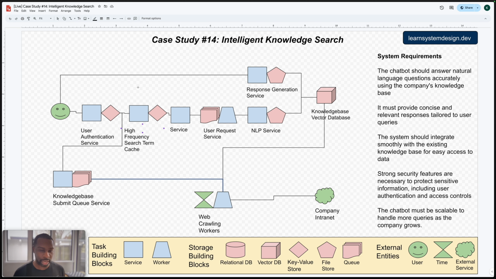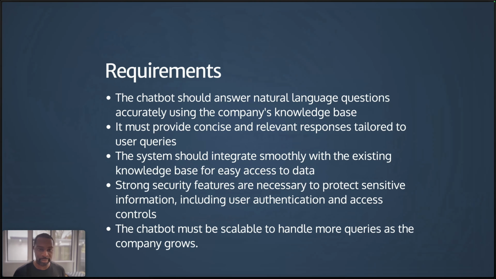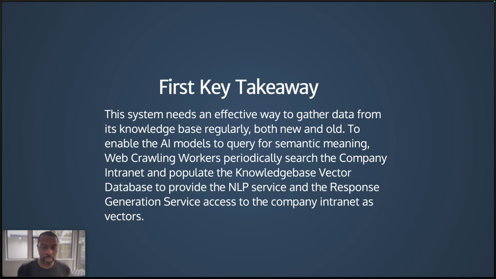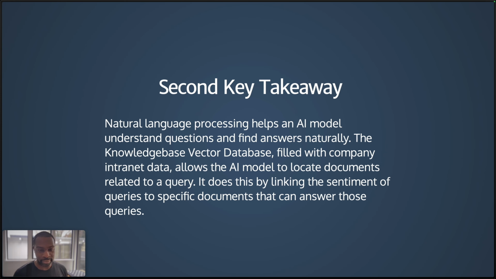Let's go to our key takeaways. First key takeaway: the system needs an effective way to gather data from its knowledge base regularly, both new and old. To enable the AI models to query for semantic meaning, web crawling workers periodically search the company intranet and populate the knowledge-based vector database to provide the NLP service and the response generation service access to the company intranet as vectors.